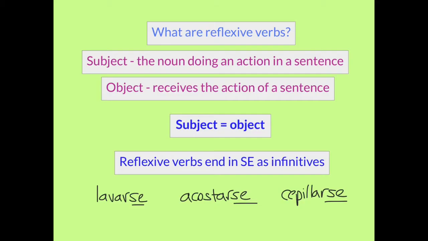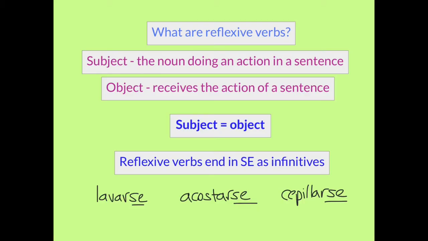Okay, so let's start with a definition. What are reflexive verbs? Well, first we need to clarify two things. The subject of a sentence. So what's the subject? It's the noun doing an action in a sentence. So if I say the boy kicks the ball, the subject would be the boy, because that's what's doing the kicking. The object of a sentence receives the action of the sentence. So in that same example, the boy kicks the ball. The object would be the ball because it's what's being kicked.